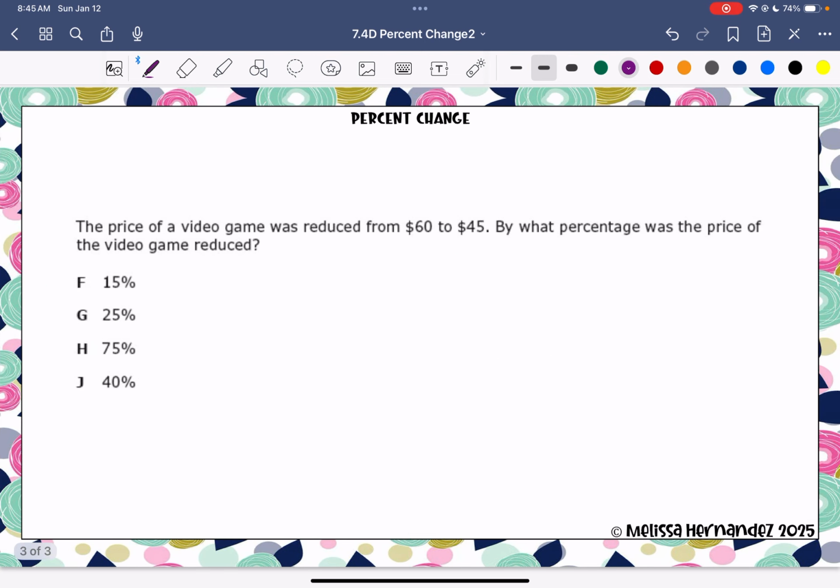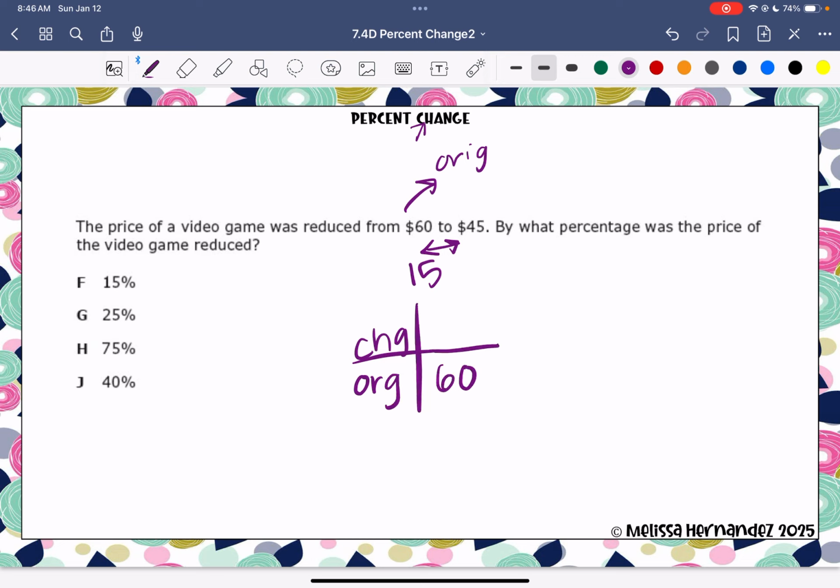Price of a video was reduced from, so your from is your original amount. Think about it: change, in real life, if you get change, you're subtracting. So we're going to subtract, and we know 15 is the difference. So my change is over the original amount. The original amount is 60, but the change is 15. Percent's going on the right.